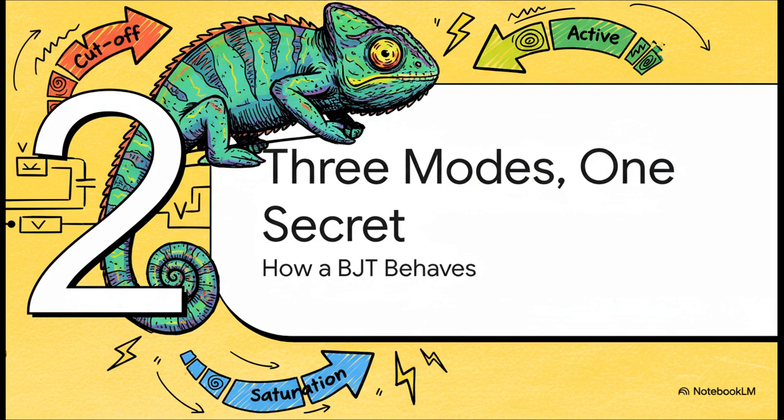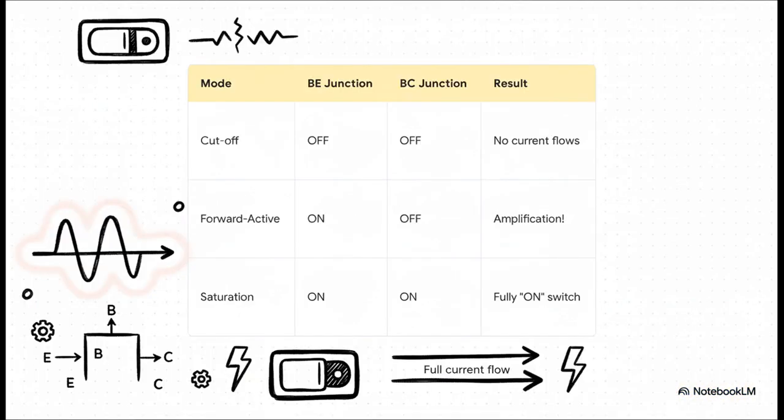All right, so now we get to the really interesting part. A BJT isn't just one thing. It's kind of like a chameleon. Depending on how you hook it up, what voltages you apply, it can act in three completely different ways. And that's its secret weapon. And here they are, its three main personalities.